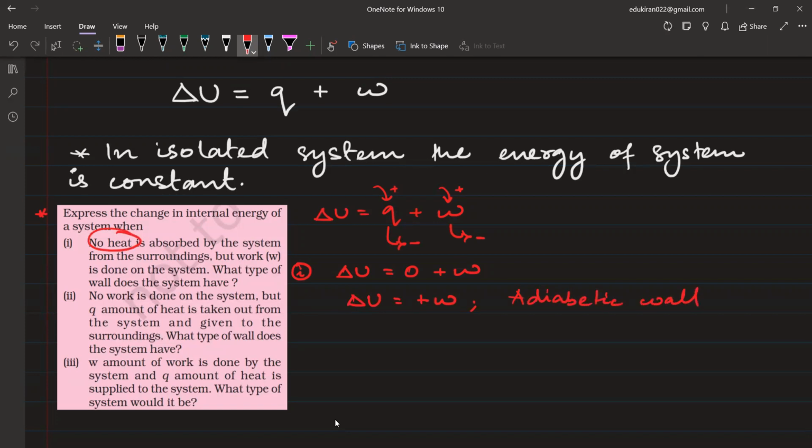Please try to do for the second and the third case. प्लस और माइनस साइन में बताइएगा डेल्टा U का क्या होगा, और फिर also tell me about the wall, what type of wall is present.